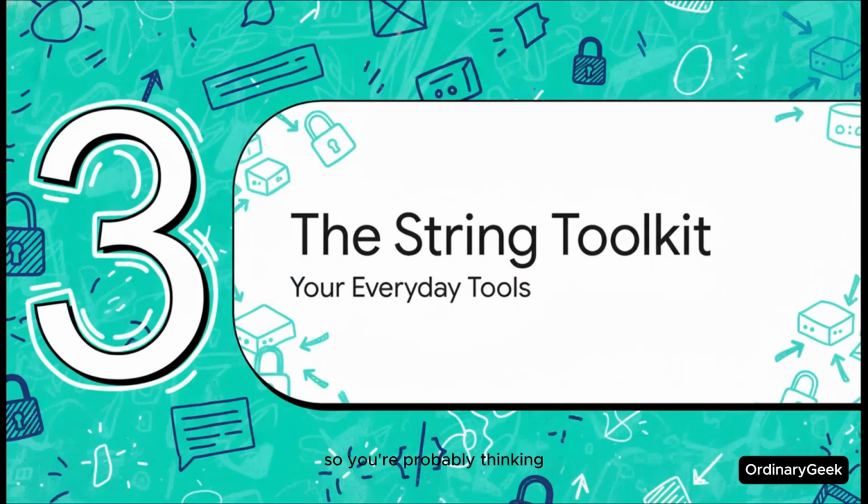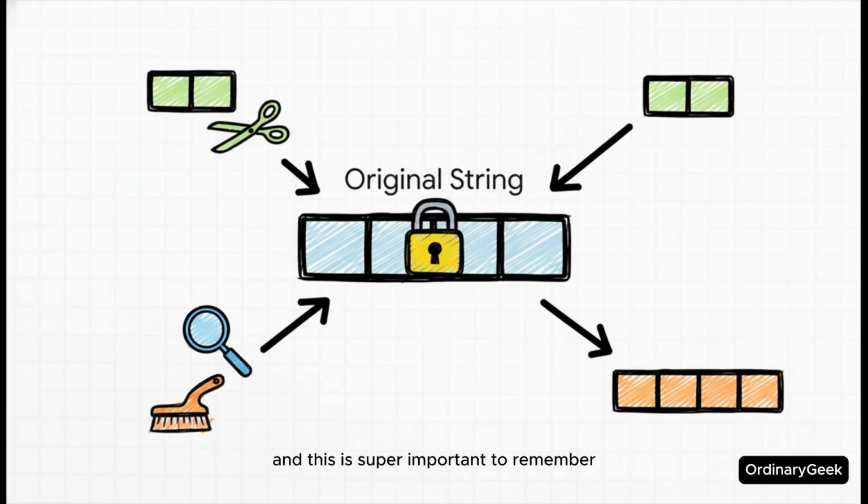So, you're probably thinking, okay, if we can't change them, how do we do anything with them? Well, that's where that built-in toolkit comes in. Strings have all these awesome methods that let us create new, modified copies from the original. Let's check out a few of the most common tools you'll be using all the time. And this is super important to remember. Every single one of these tools plays by that golden rule. They never change the original string, they just look at it, and then they give you back a brand new one with the changes you asked for.